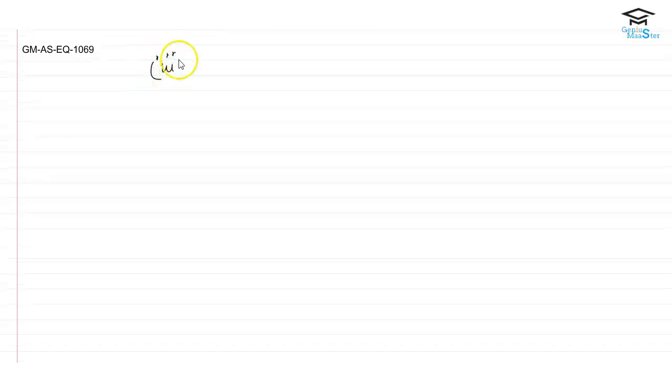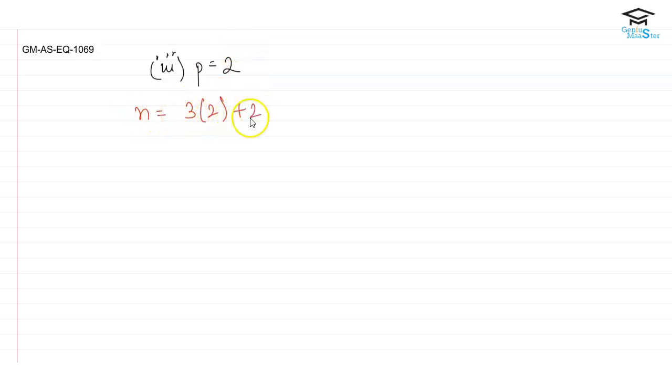Now we will take p as 2. So n is 3 into 2 plus 2. 3 twos are 6, 6 plus 2 is 8. So 8 is of type 3p plus 2. Now we will find n cube, which is 8 cube. 8 into 8 into 8 will give us 512.